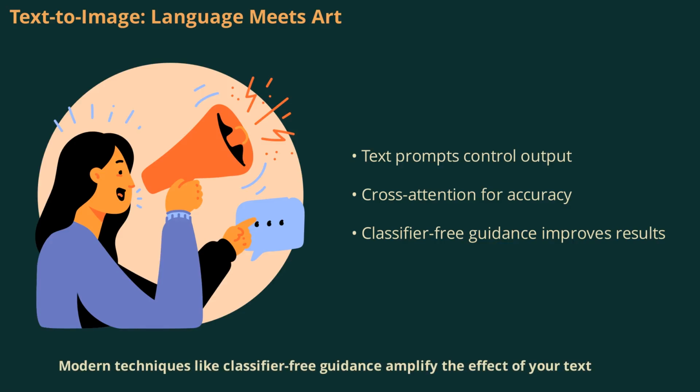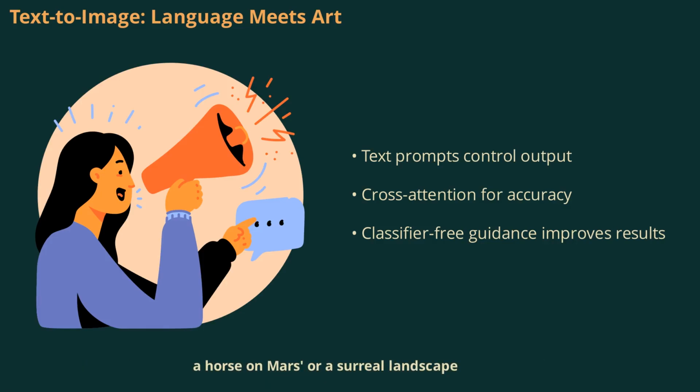Modern techniques like classifier-free guidance amplify the effect of your text, leading to even better alignment. Whether you ask for an astronaut riding a horse on Mars or a surreal landscape, diffusion models can bring your imagination to life, blending language and art in ways never before possible.